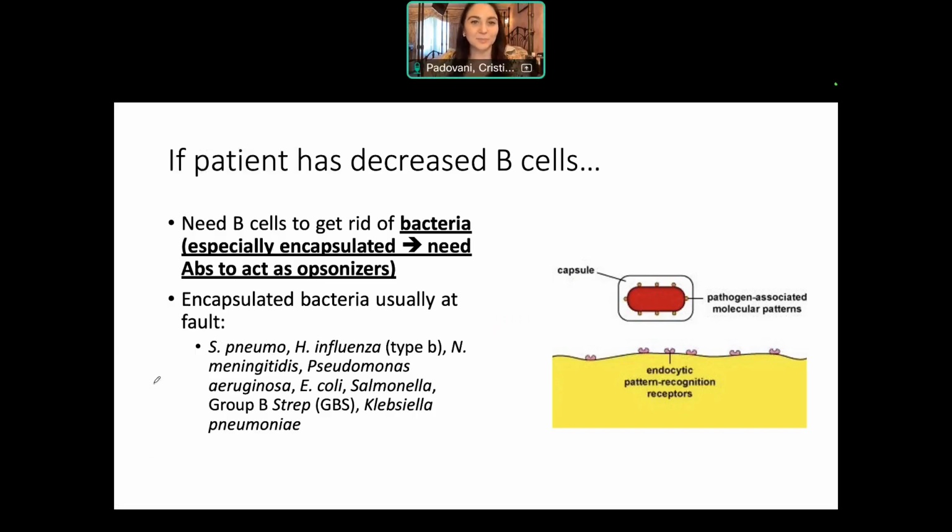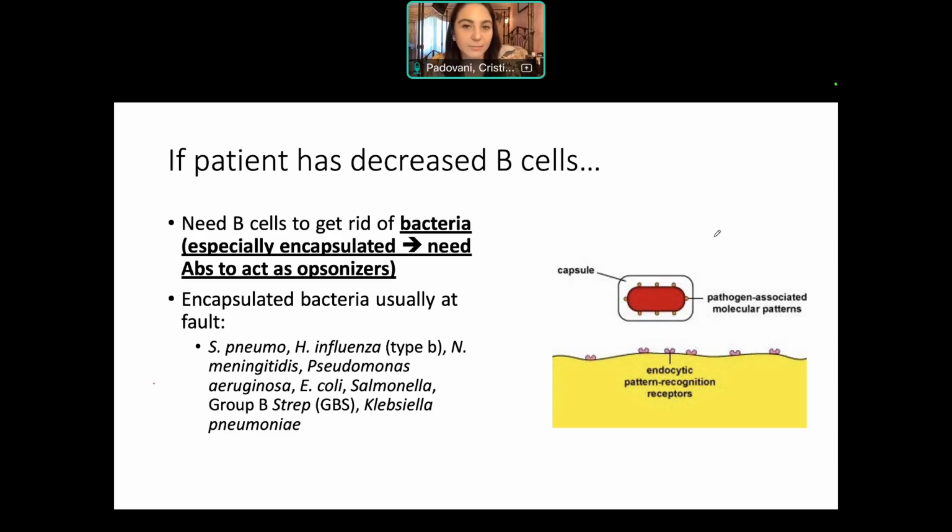Apologies. All right, so next we're going to talk about if the patient has decreased B cells. So remember with B cells, you need B cells to get rid of bacteria, especially your encapsulated bacteria, because you need as much help as possible. So I know we talked about capsules evade opsonization, but you still need as much help as possible to get rid of the capsules. So the antibodies that the B cells will make will still be better than if we don't have antibodies around to tag the capsule.